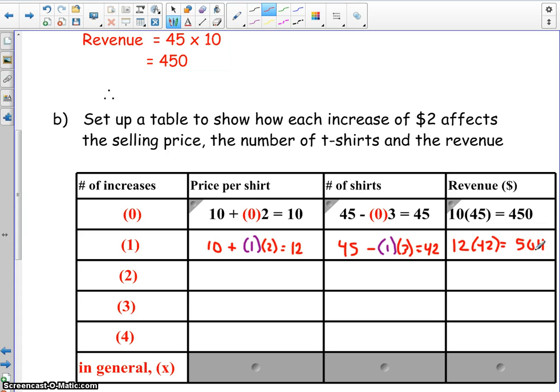Okay, so we're going to continue this in the next video, in part 2 of this lesson, but I want you to just try and finish up this table here. Go up to 4 price increases, so see what happens to the price every single time it goes up, what happens to sales every time it goes up, and what happens to the revenue. And then try and create, instead of guessing the number of price changes as 1, 2, 3, 4, 5, 6, whatever, we just let that number of price changes be x, what would our price, number of t-shirts, and revenue look like?